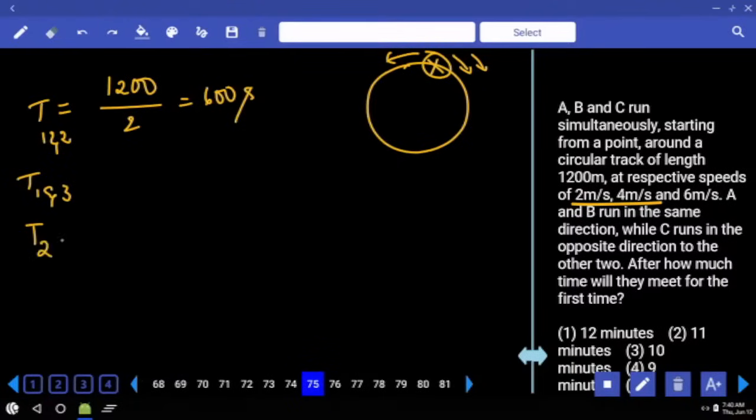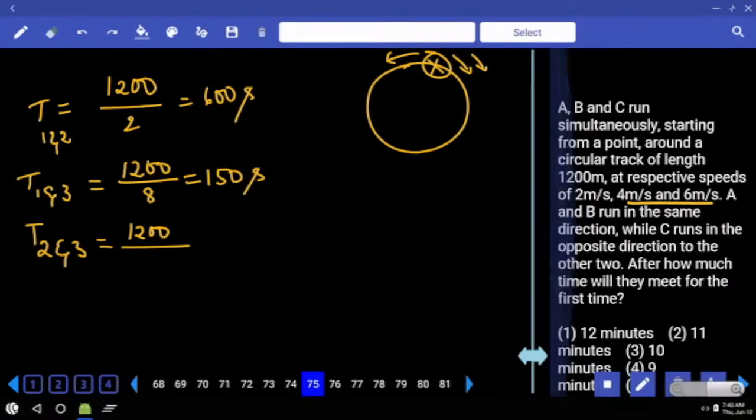Time to meet second and third. Distance between them, both are moving opposite to each other. Distance between them is 1200. Second and third also both are moving opposite to each other. One full circle difference. First person speed 2. Third person speed, in what direction they are moving? Opposite direction. S1 plus S2. Enta? 8. How much is this? 150 seconds. Come on, pillalu.